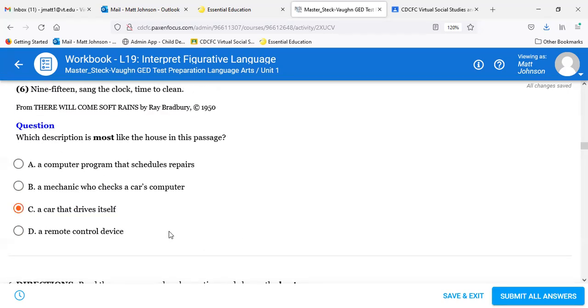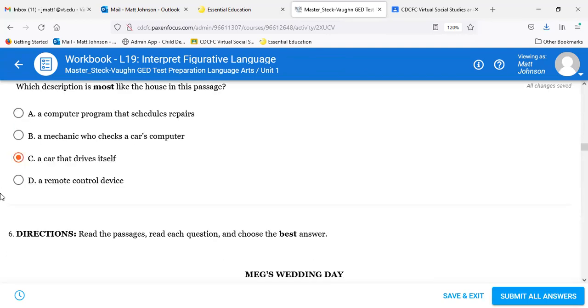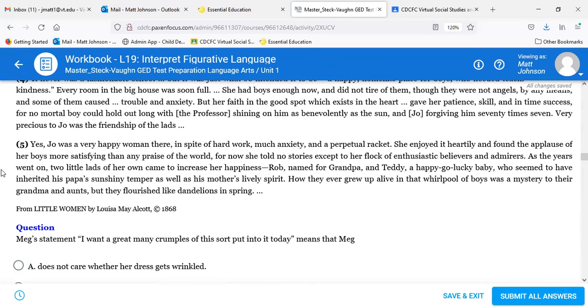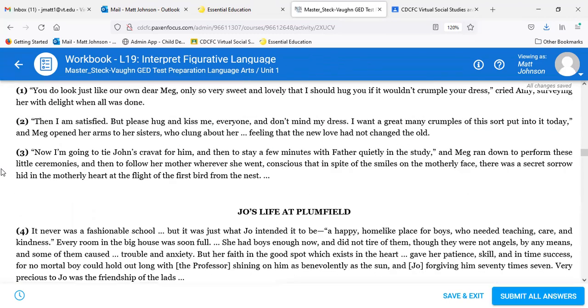This house is kind of like that, right? Everything's kind of happening on its own. And we don't know where the people are. Now I've got to go back and find the story somewhere because I've got to know, where is everybody? Okay, and new passage. This is from Little Women by Louisa May Alcott, 1868.